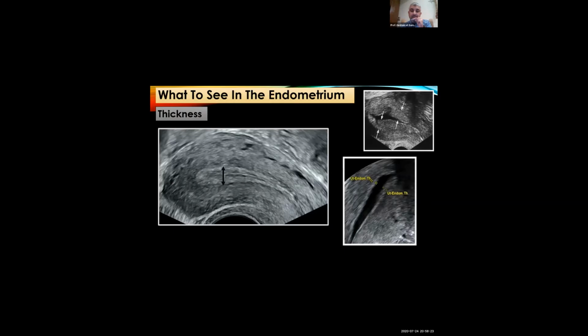And if you have fluid, of course, you do not measure the fluid, you measure endometrium along the anterior and posterior walls. And of course, Dr. Hisham. Yes.